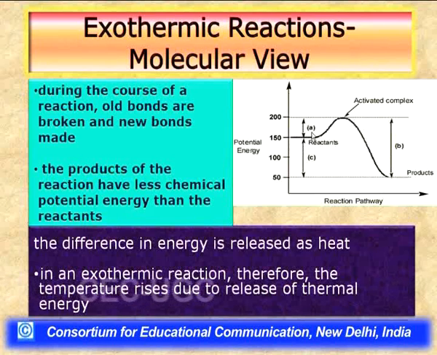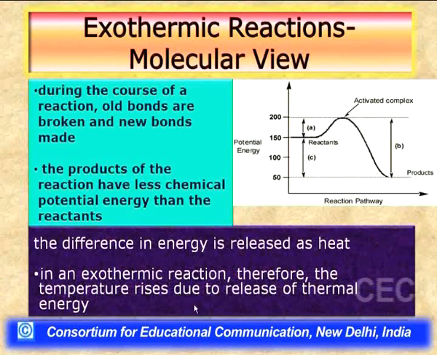So, in an exothermic reaction, during the course of a reaction, some bonds are broken and some new bonds are formed. The products of the reaction have less chemical potential energy than that of the reactants. Obviously, if the potential energy of the reactants is greater than that of the products, then the potential energy stored in the reactants would appear as heat to allow the transformation of reactants to products, and that heat will be released in the system.